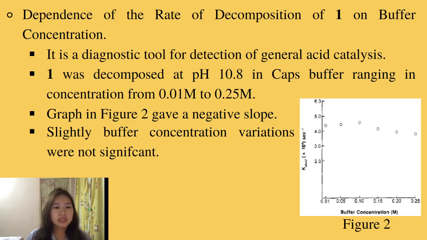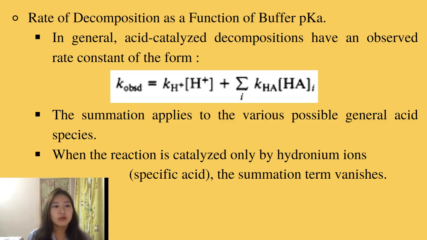Triazine 1 was decomposed at pH 10.8 in CAPS buffer ranging in concentration from 0.01 M to 0.25 M. The graph in figure 2 shows a negative slope. Slight buffer concentration variations were not significant. Rate of decomposition as a function of buffer pKa.